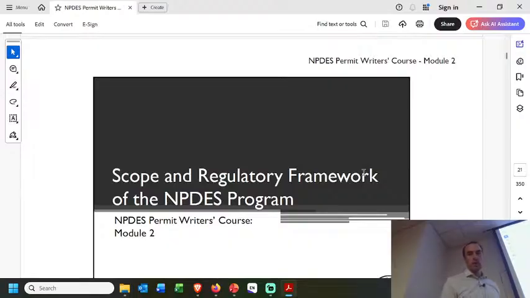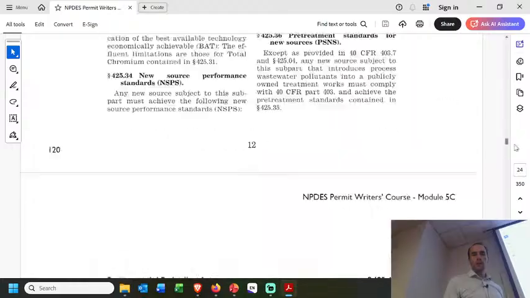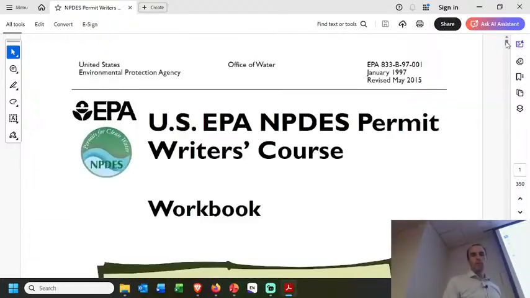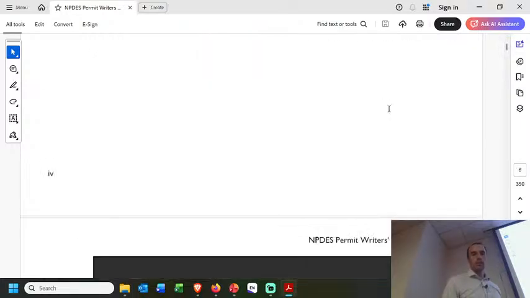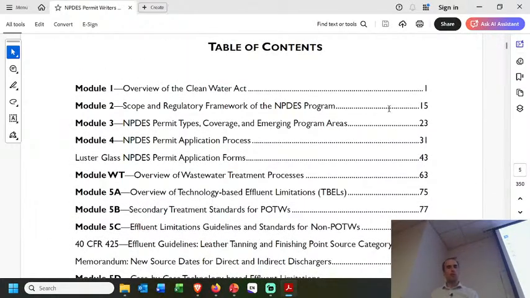There are several chapters. I think that's about all I want to cover from it right now. But if any of this is getting you curious and you want to learn more, have at it. And there's a table of contents here. We can see these different chapters or modules. So the scope and framework, the permit types, permit application process, and so on.